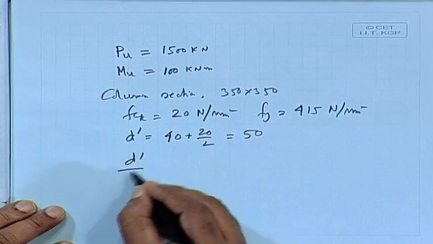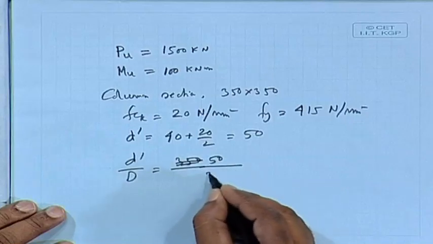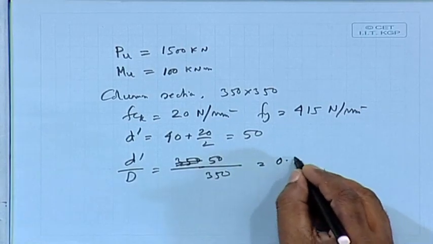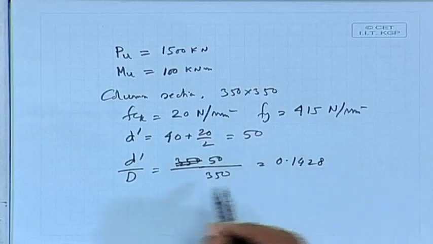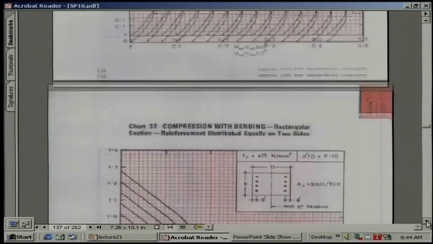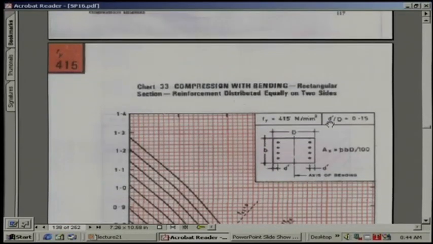So, what about d dash by d? D dash by d will be 50 by 350. So, we can get 0.1428, d dash by d 0.1428. What we can do, though it is not correct, we can interpolate of course, but we can take the table or chart, because this chart says d dash by d equal to 0.15.